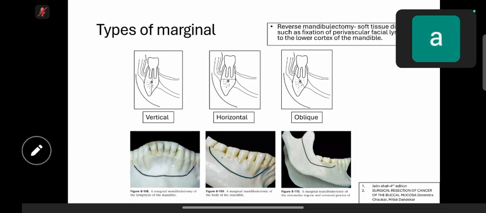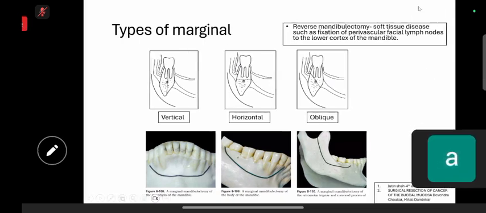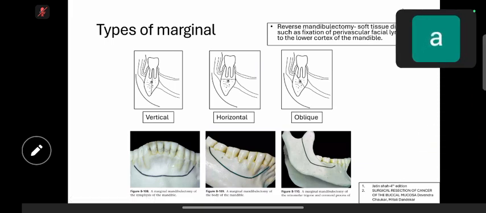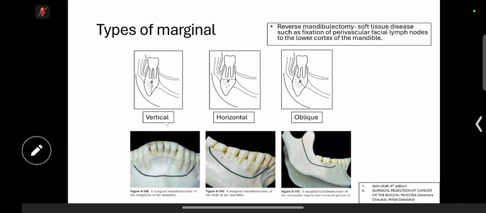Now coming to the types of marginal mandibulectomy. It could be a vertical marginal mandibulectomy, horizontal marginal mandibulectomy, or oblique marginal mandibulectomy. We have to make it cone shaped to reduce the bite force, which can reduce the chances of mandibular fracture. In cases of RMT lesion, we have to include the coronoid process to avoid post-operative trismus.